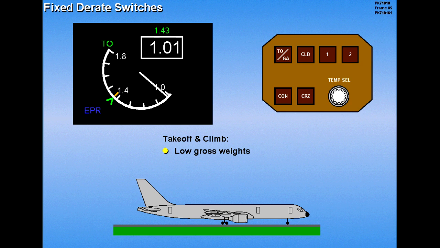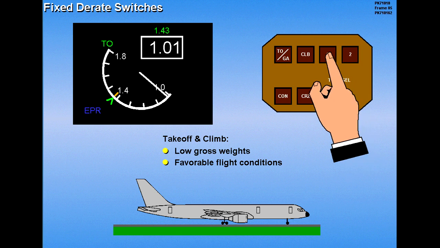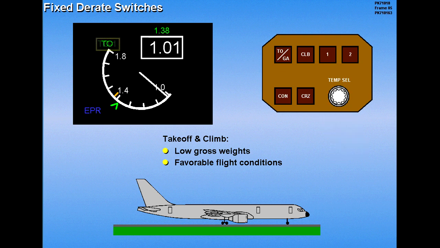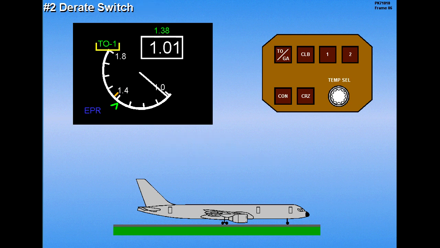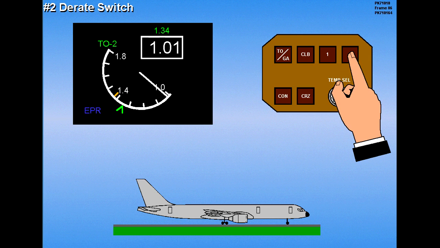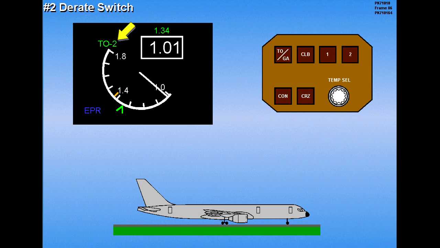For low gross weights or favorable flight conditions, the engines can be operated for takeoff and climb at reduced thrust settings by the fixed derate switches. Pressing the number 1 derate switch on the ground derates takeoff thrust by a fixed value. A green 1 after the takeoff mode indicates a derated 1 setting. The number 2 derate switch derates takeoff thrust by a greater value, which is indicated by a green 2 appearing after the takeoff mode.